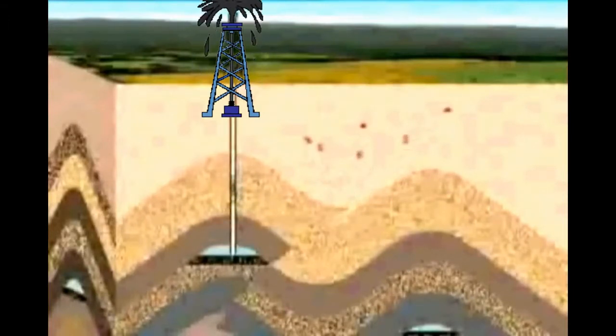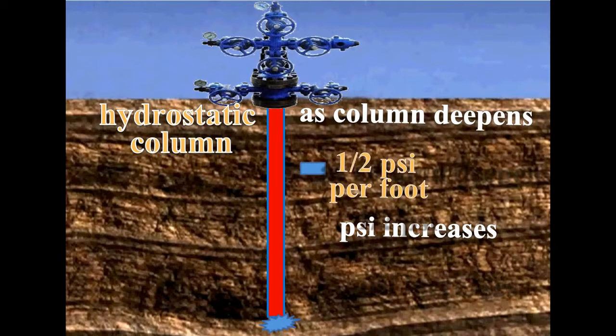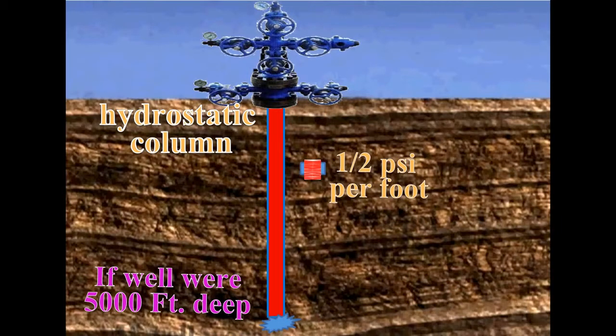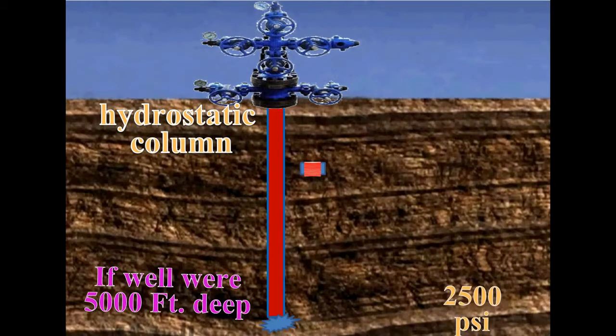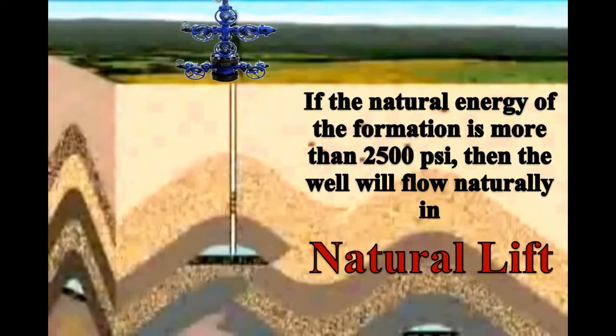In this illustration, you see a hydrostatic head of a fluid column that stretches from the surface to the reservoir. As the column deepens, PSI increases about 1/2 PSI per foot of reservoir depth. So, if this well were 5,000 feet deep, for example, the PSI at the bottom of the well would be about 2,500 PSI. If the natural energy of the formation is more than 2,500 PSI, then the well will flow naturally in natural lift.